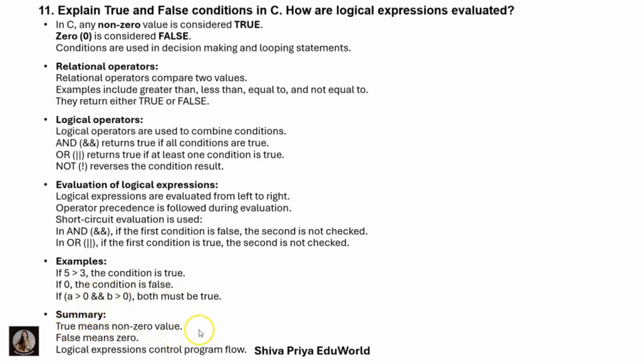True means non-zero values. I have told that 1. Non-zero values are true. False means 0. If it is 0, then it is false. Logical expressions control the program flow as well. This is all about the true and false conditions in C and how the logical expressions are evaluated.